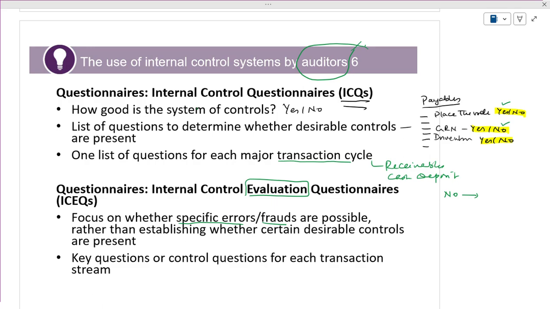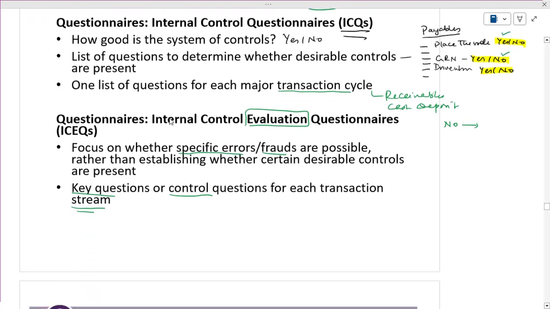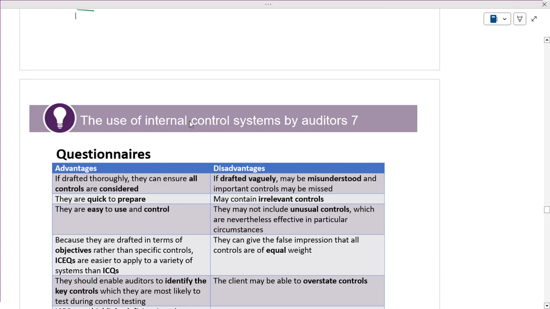We also have key questions, or a control question for each transaction stream. This means you are evaluating what went wrong, what the deficiencies are. These are the four methods: you have narrative notes, you have flow charts, you have ICQ, you have ICEQ. Is it okay? Okay.